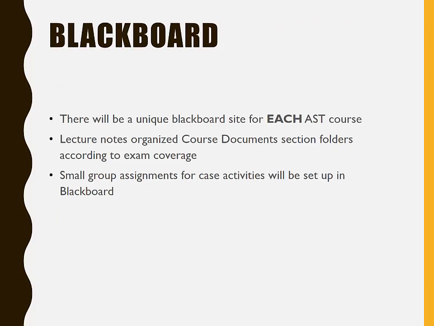Each AST course will have its own Blackboard site and its own grade center. You should be assigned to your small group in Blackboard. That's your XY student group. Each of these groups should consist of about 5 to 6 students. It's a good idea to check to make sure that you've been added to Blackboard correctly. If you find an issue, let me know.